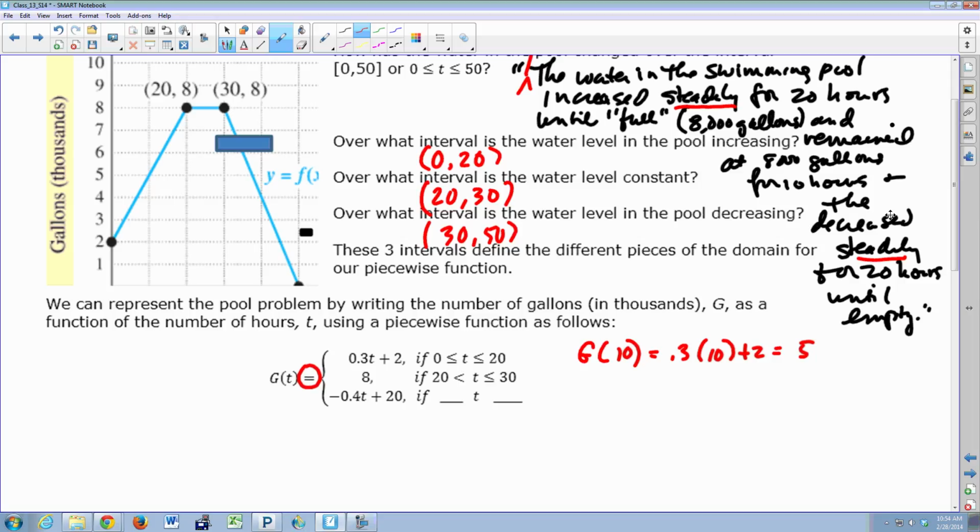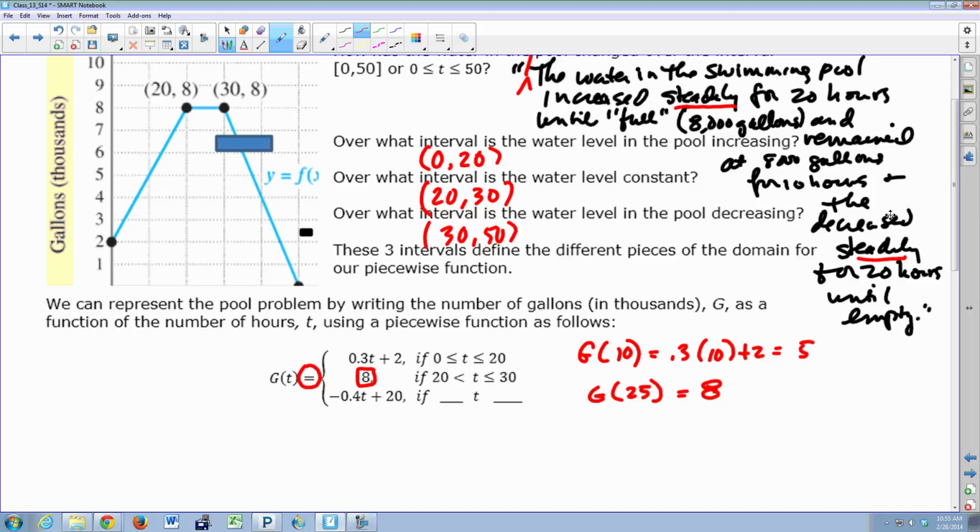And that's why you just see this equation right here, which is a constant, G of T. So if I'm 25 hours in, G of 25 is just 8. It's constant. It doesn't change. Notice my first little expression here changed steadily. It increased. It's the slope right here. I have 300 gallons per hour. That's what 0.3 T means when you're looking at thousands of gallons. 300 gallons for every hour that goes by, plus 2, because that's where I started at 2,000.